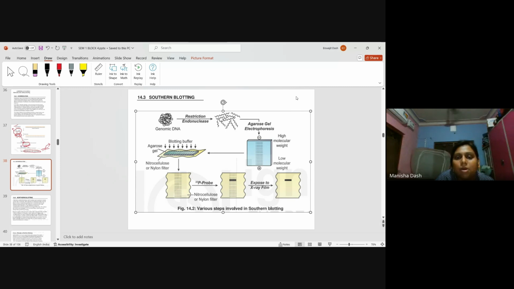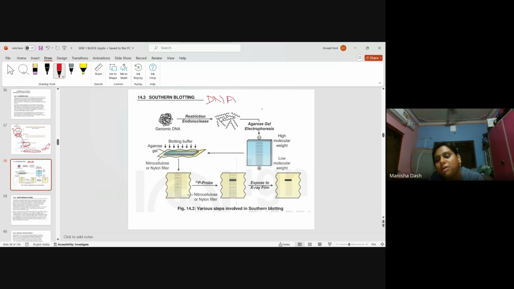Then it can also be done by Southern blotting. Southern blotting is actually a DNA blot technique. There are three types of blotting you should keep in mind. One is Southern blotting, which is related to DNA. Then you have Northern blotting related to RNA, and Western blotting related to protein. Since this is Southern blotting, you will be constructing a DNA blot.